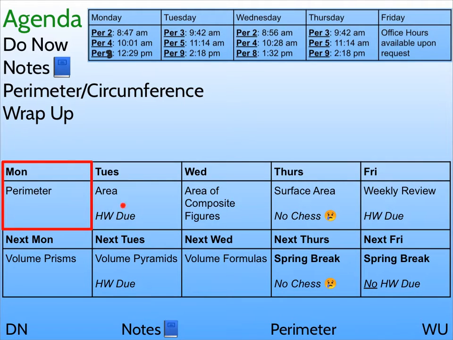Of course, don't forget, you also still have homework due Tuesday. There's not going to be any homework due this Friday, but we're going to have a thing that goes the entire length of spring break, and you can have that homework.